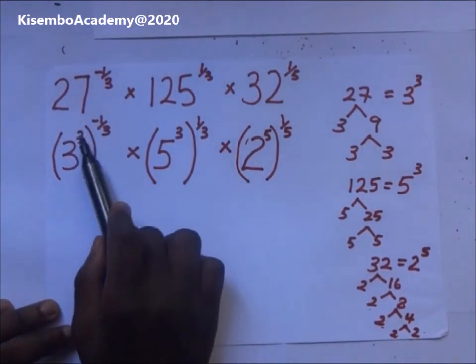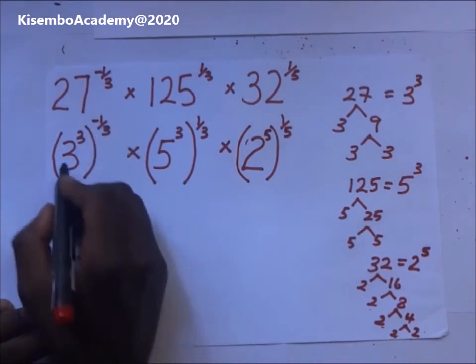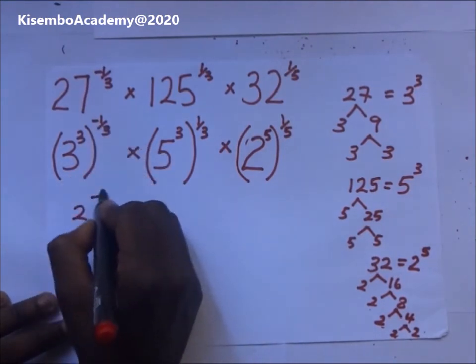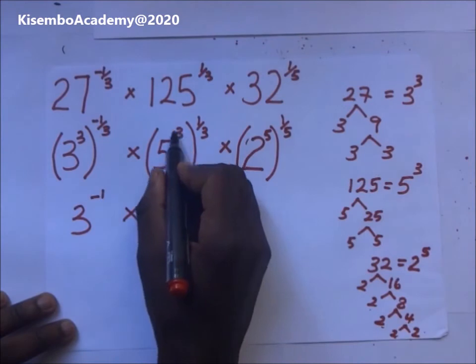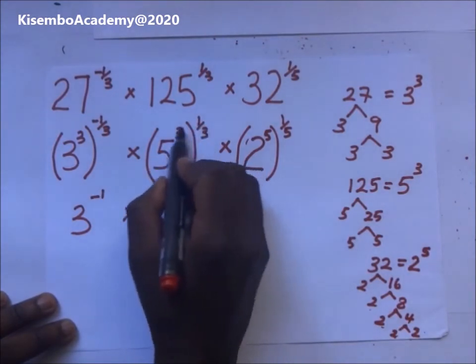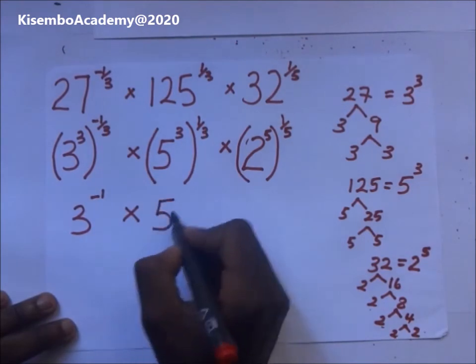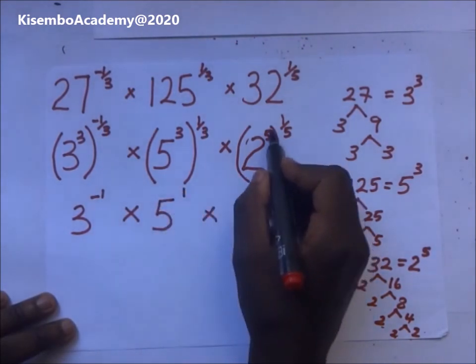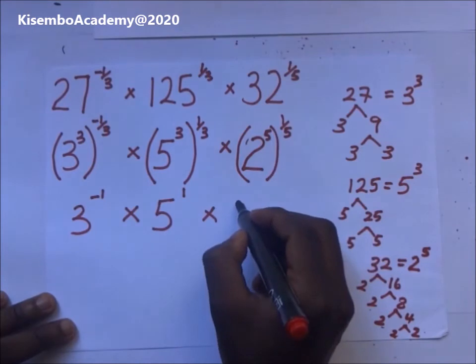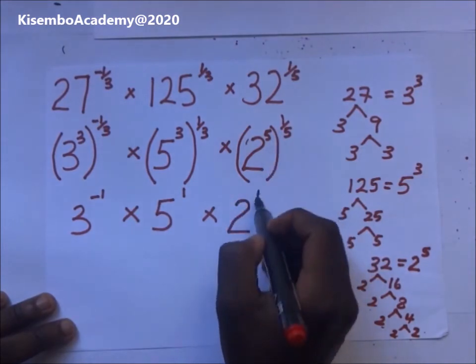You know that this power is 3 times negative a third. Here I remain with 3 to the power negative 1. Multiply that by, this is 3 times a third, the powers. When you multiply the powers according to our laws of indices, you remain here with 5 to the power 1, times 5 times that is going to give us 2 to the power 1.